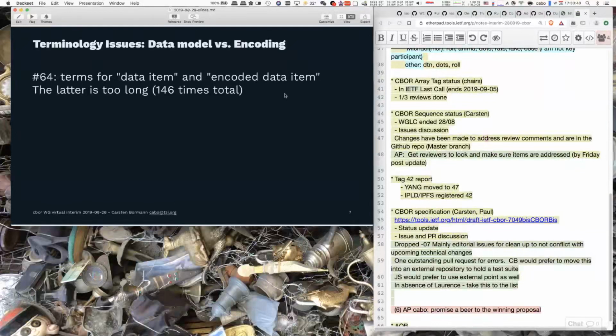Is it worth it to just go to a TLA for encoded data item? EDI, yeah, that's a great TLA. Well, I might use something slightly different than that. But yeah, I'm pretty happy that we have avoided TLAs mostly in the CBOR document. So if we can find another term that is of the same kind as item, and it's not object because that means something in JSON and so on, maybe we can use that.